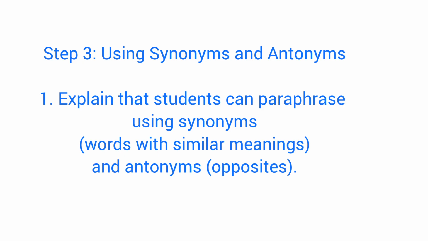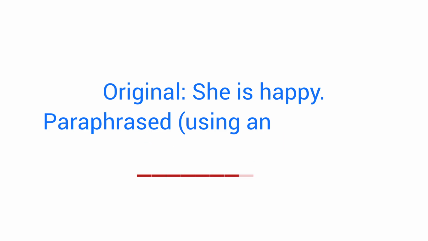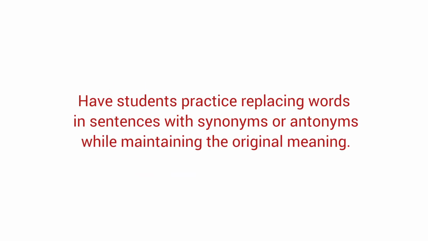Step 3. Using synonyms and antonyms. 1. Explain that students can paraphrase using synonyms and antonyms. 2. Give examples. Original, she is happy. Paraphrased, she is not sad. 3. Activity. Have students practice replacing words in sentences with synonyms or antonyms while maintaining the original meaning.